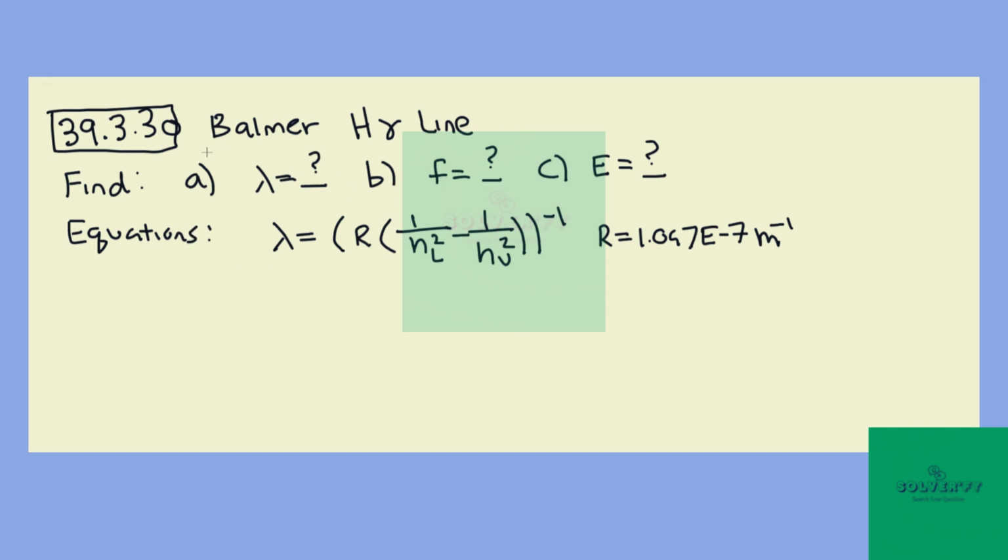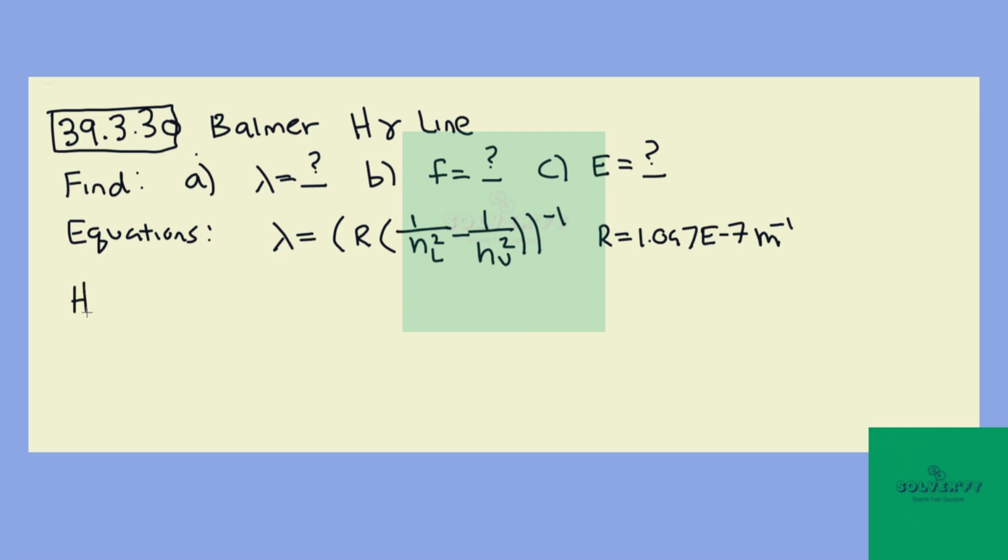Okay, in this problem, we're asked to look at a line in the Balmer series, specifically the gamma line in hydrogen. For that particular line, we're asked to find the wavelength, frequency, and energy of the photon corresponding to this line. So recall the equation for the Balmer series, which gives us the wavelength in terms of this R value and an index for a lower and upper level. R is 1.097 e to the negative 7 inverse meters.